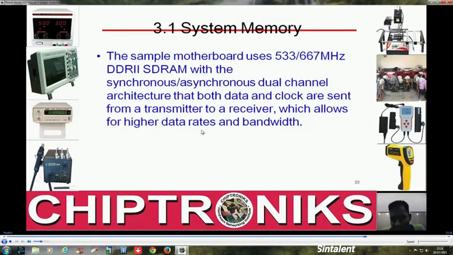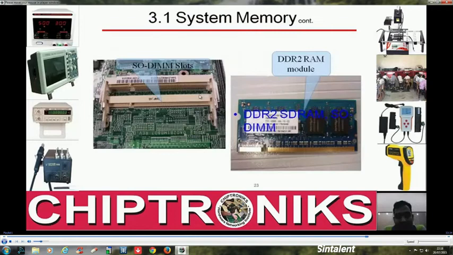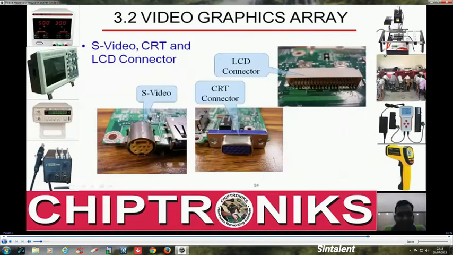This board is using DDR2 RAM with a frequency of 532 to 667 megahertz. These are the SO-DIMM slots and the DDR2 RAM used over here.